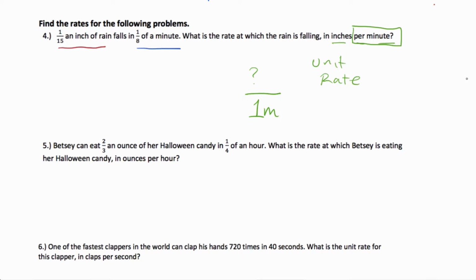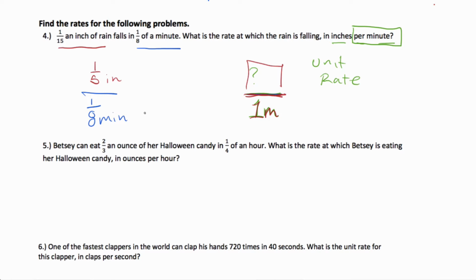So let's go back and use the information that we have to make sure that minutes are on the bottom. It says 1/8 of a minute. I'm going to put that on the bottom so it'll match with my minutes and my unit rate. And it says 1/15 of an inch. I'm going to put that on top because it'll tell me inches per minute. And that's what we're being asked to do, right? Inches on top per, can be read as this line, per 1 minute.